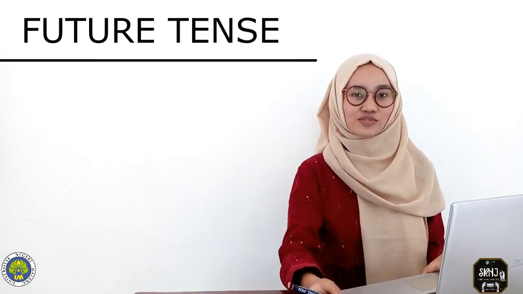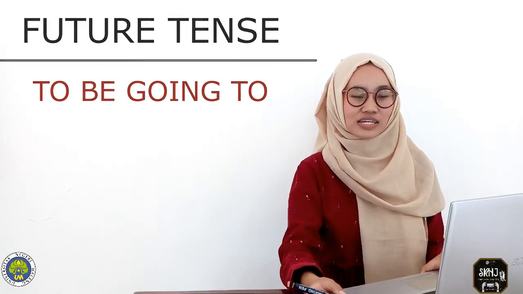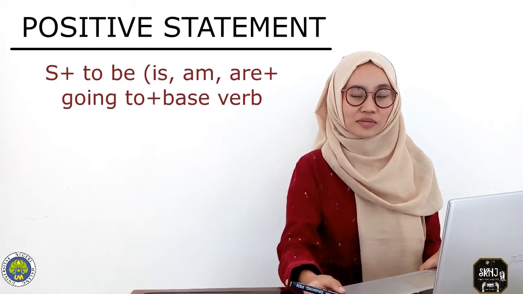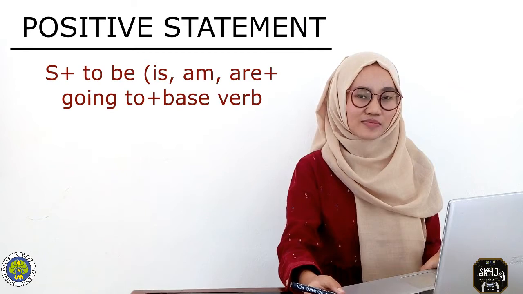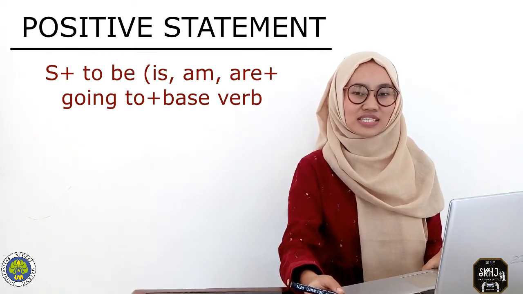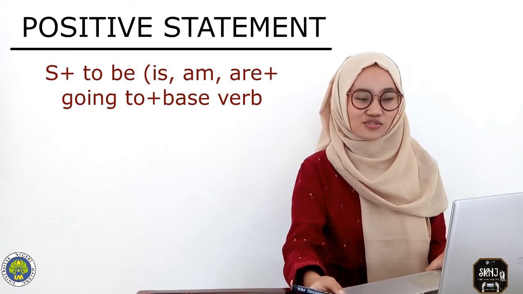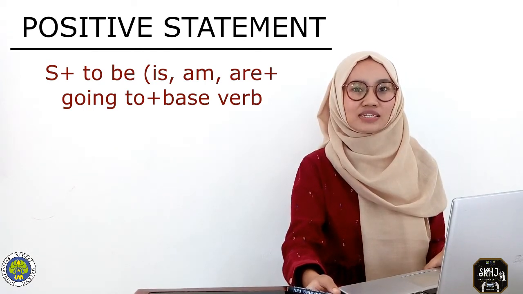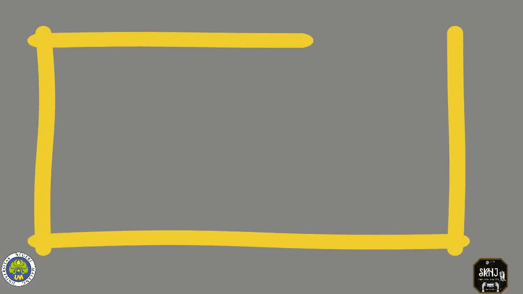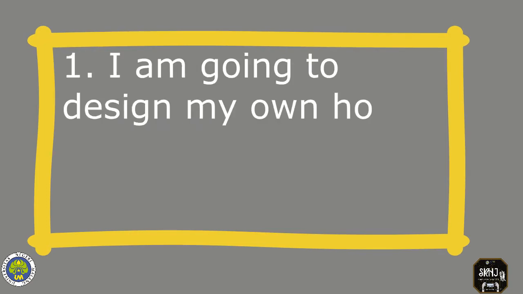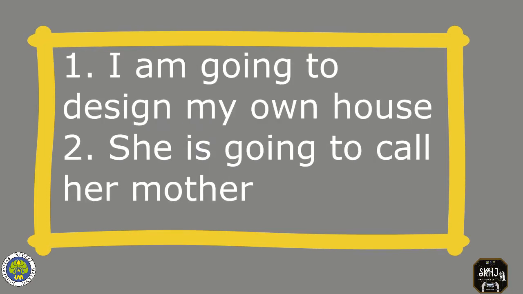The second form is by using to be going to. To make a positive statement using to be going to, the pattern is subject plus to be, which is am, is, are, plus going to plus verb in the basic form. The examples are: I am going to design my house and she is going to call her mother.